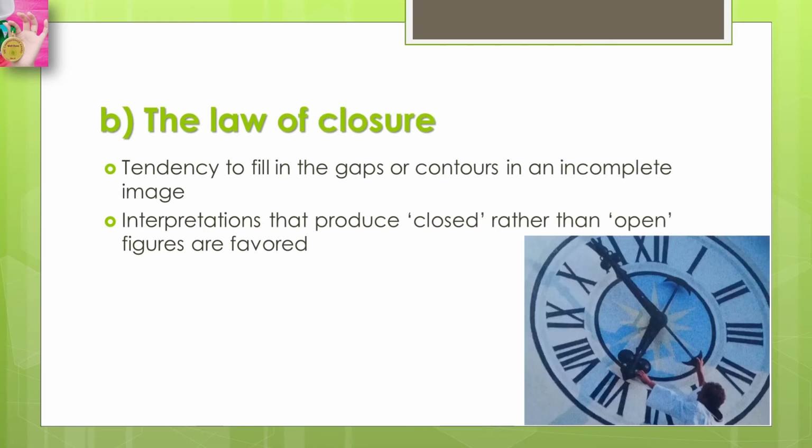So the next one is the law of closure, which is the tendency to fill in the gaps or contours in an incomplete image. So you perceive the 2 circles on the face of the clock as smooth, continuous circles, even though the curved lines are actually interrupted by the hands of the clock, the hands of the person, and the edge of the photograph, as you can see right here.